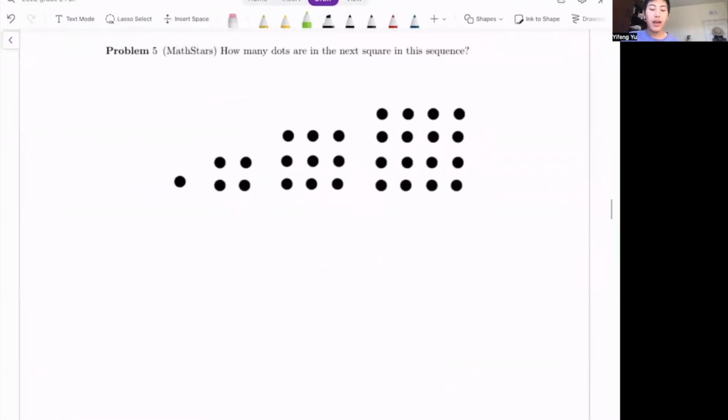Problem 5. How many dots are in the next square in this sequence? So if we find the pattern, we know that the first square has 1 dot, and basically 1 times 1. The second one has 4 dots, so it's basically 2 times 2. The third one has 9, which is basically 3 times 3. And so on. The fourth one has 16, 4 times 4. So the next one should have 5 times 5 if we increase the sequence, and that just gives us 25 dots.